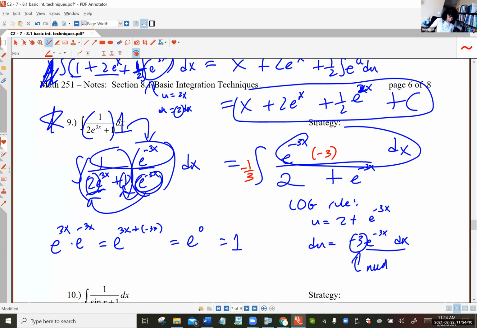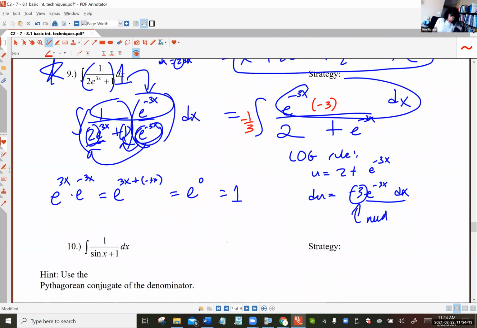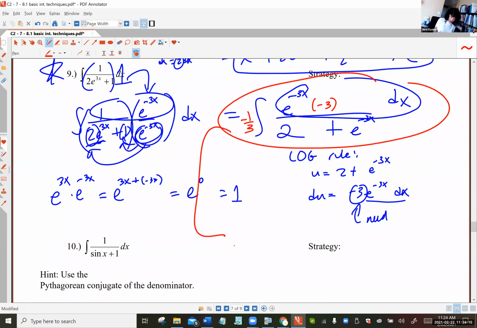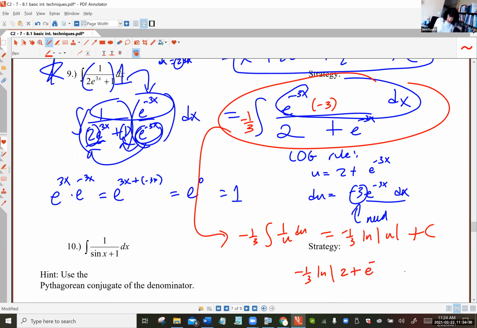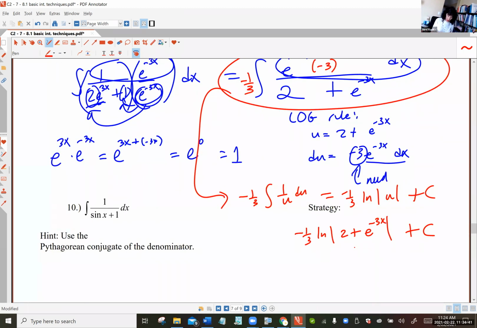It's okay. So then, this integral now, if I do the intermediate step, I've got negative 1/3 times the integral of 1 over u du, and that's going to give me negative 1/3 ln absolute value of u plus c, and then that's going to be negative 1/3 ln absolute value of 2 plus e to the negative 3x plus c. And we're done with that problem. That was crazy.